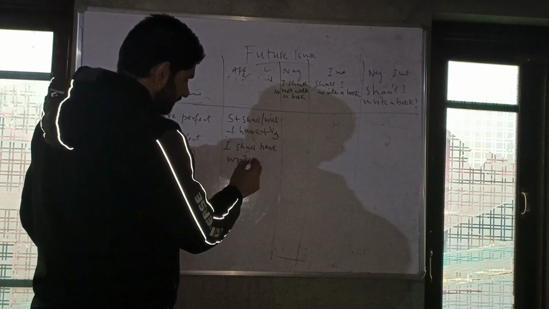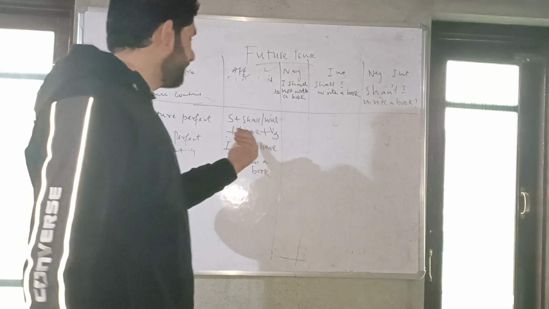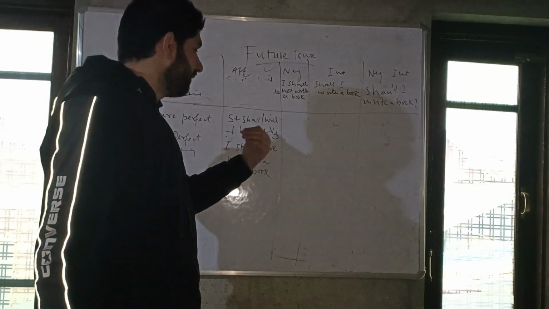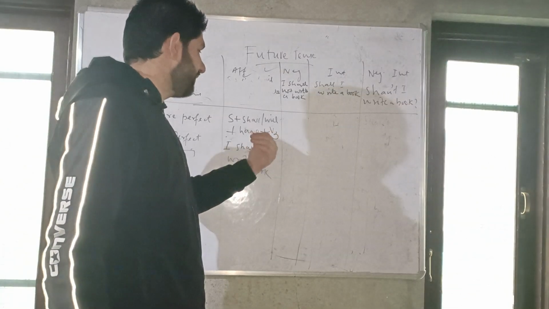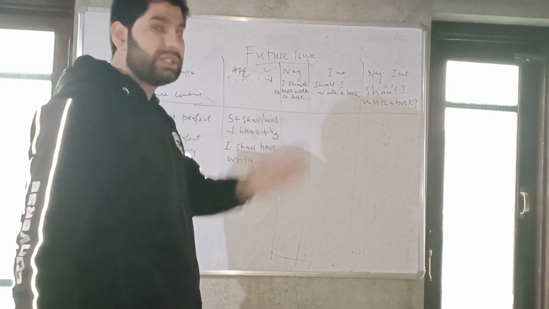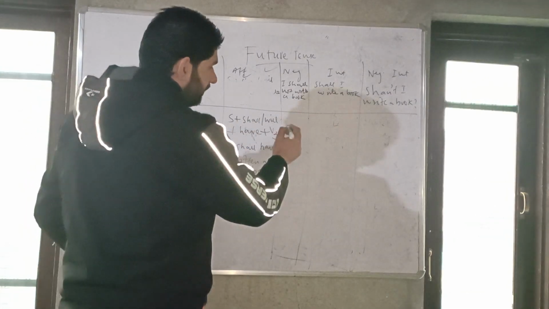written a book. Now here, I didn't write have, has, had, because here we are not using have with this, what we can say V3. We are actually using it with shall or will, and we can use have at all the places. So, I shall have written a book.